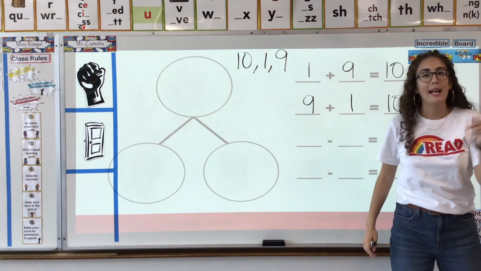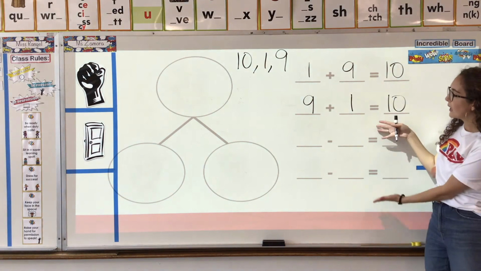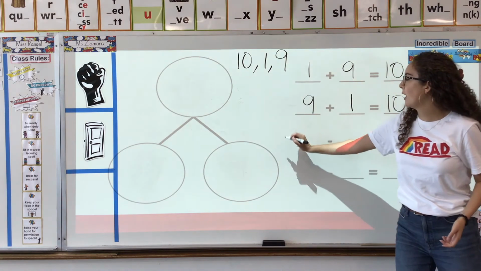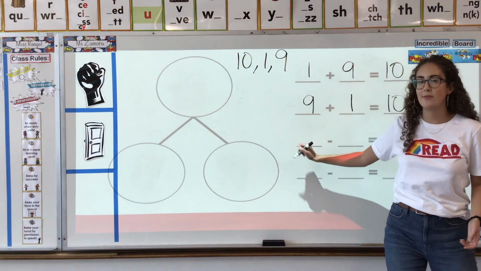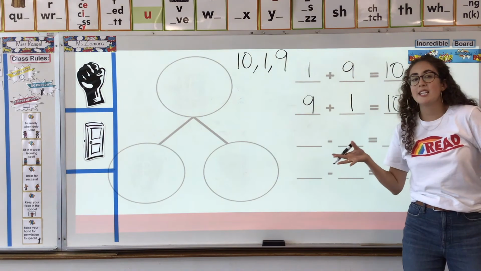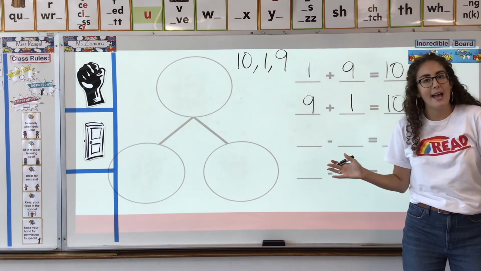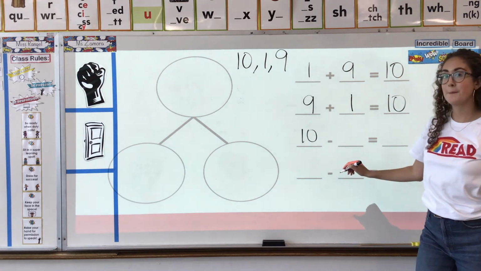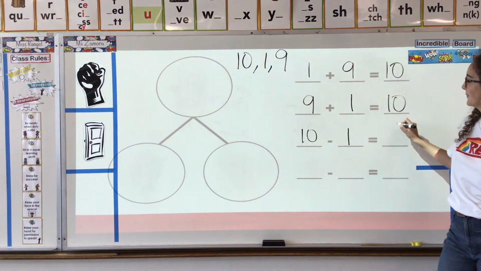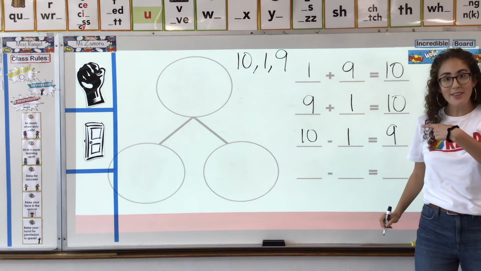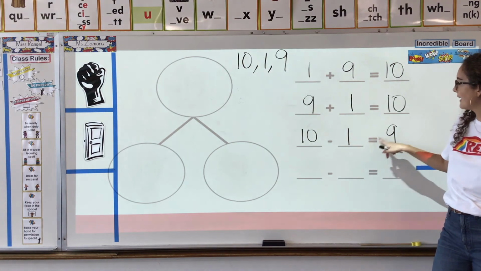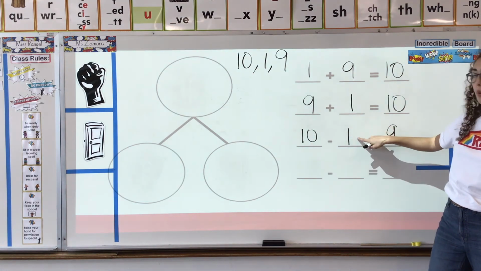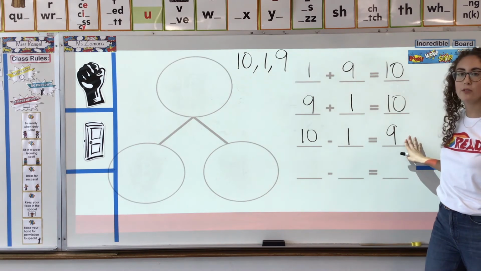Good job. Now let's finish that fact family. We are on to our subtraction sentences. What would be our first subtraction sentence in this family? What are we going to start with? What are we going to take away? Did you have that? 10 minus 1 equals 9. Remember, we have to start with the biggest number, and if we took 1 away, 9 would be left over as the other part.